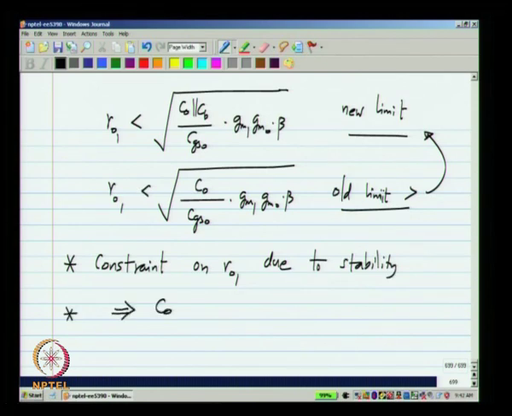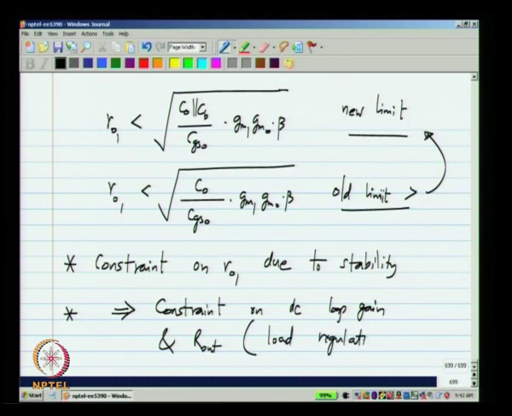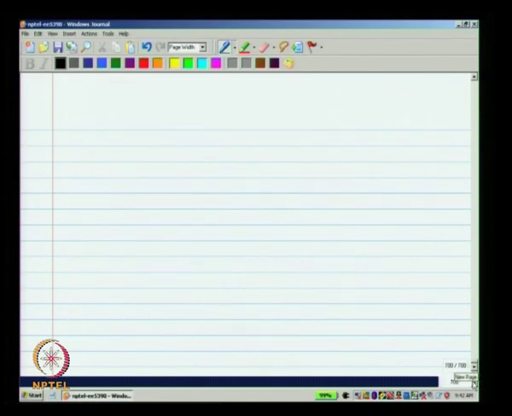This implies that is the load regulation. So all these things have to be taken into account while designing the voltage regulator. So finally, we have the voltage regulator topology.